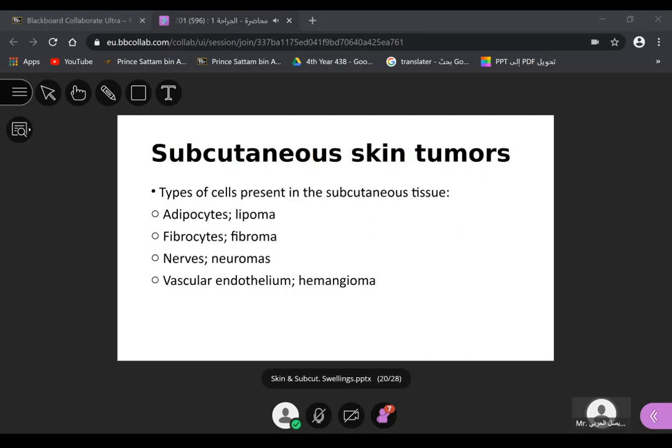Muscle. Sorry? If it's muscle, rhabdomyoma. No, muscle does not lie in the subcutaneous space. Muscle is considered part of the deep structures. I'm talking about the subcutaneous swelling between the skin and the deep structures. Fat. Nerves. Fat, yes. Which type of swelling is related to fat, to adipose tissue? Lipoma. Lipoma, yes. What other types of tissue can be encountered in the subcutaneous space?